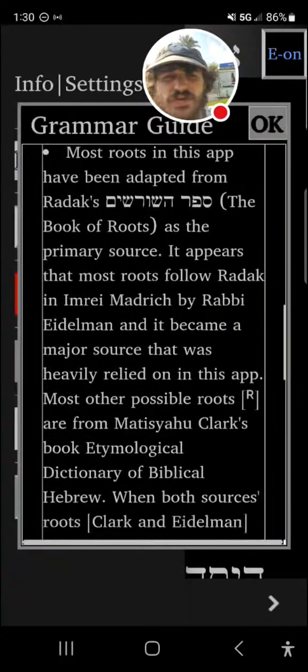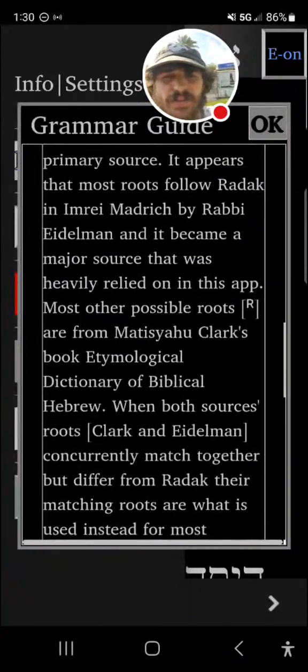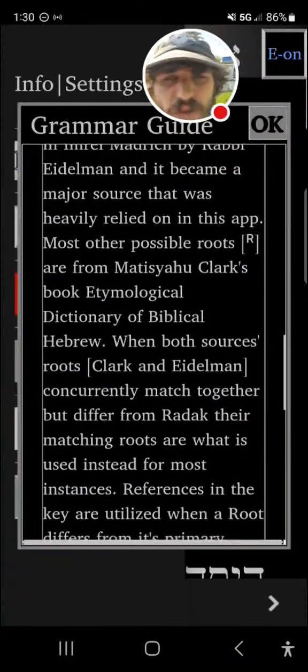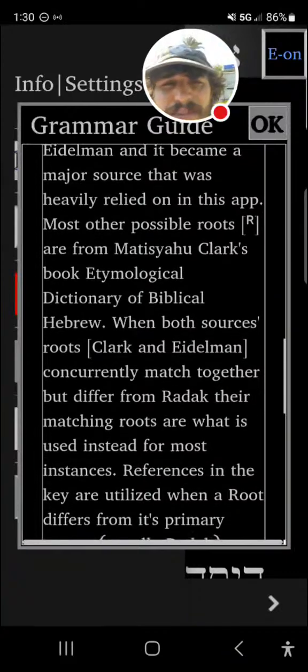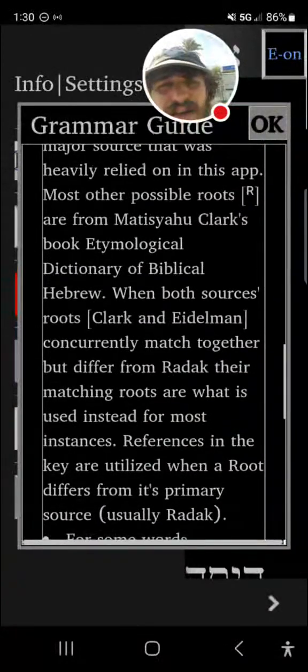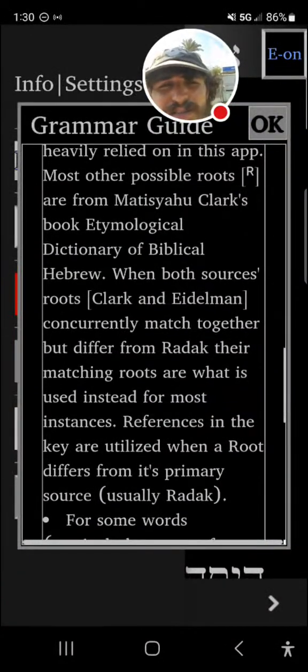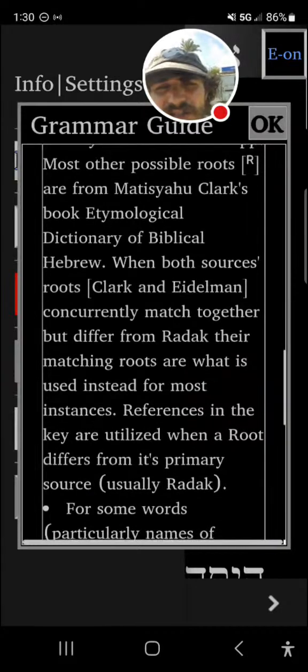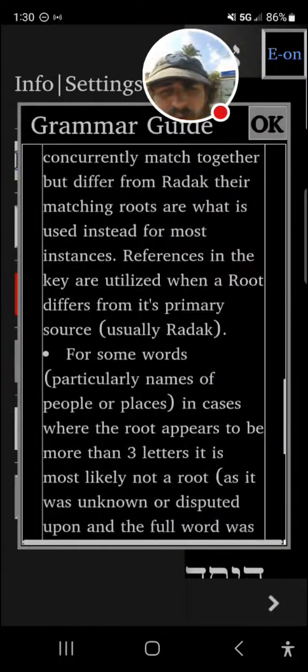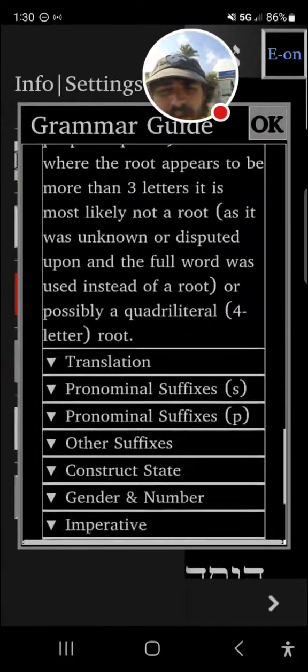It appears that most roots follow Radak in Imre Madrich by Rabbi Edelman, and it became a major source that was heavily relied upon in this app. Most other possible roots are from Matisyahu Clark's book, Etymological Dictionary of Biblical Hebrew. Okay. Thought that was helpful.